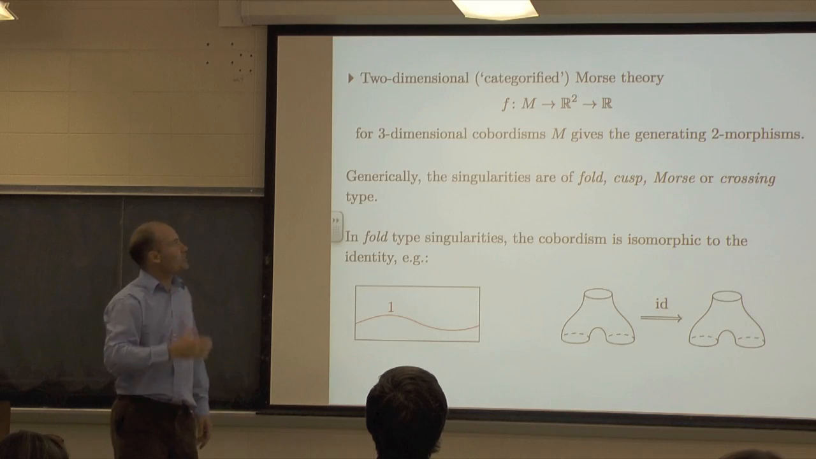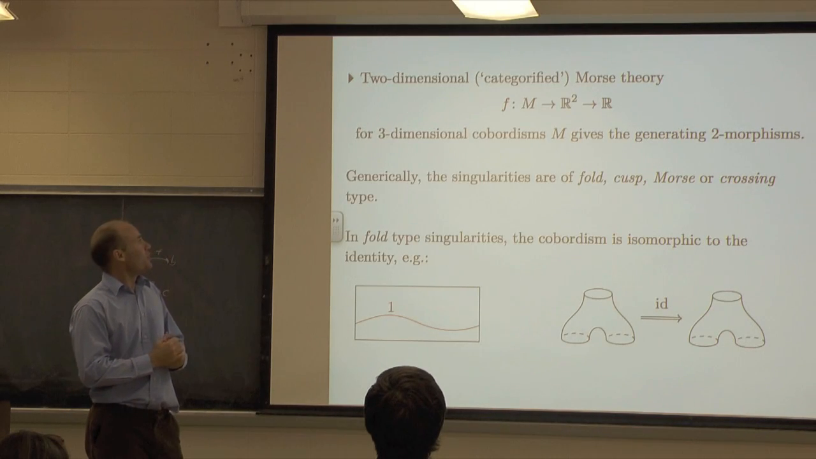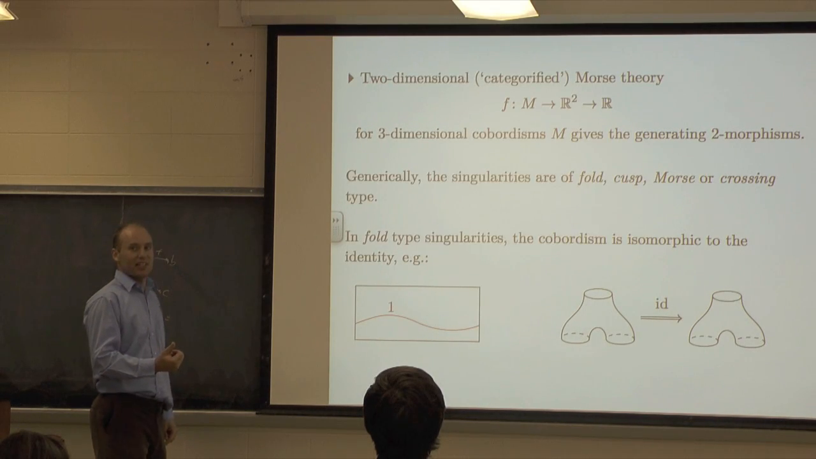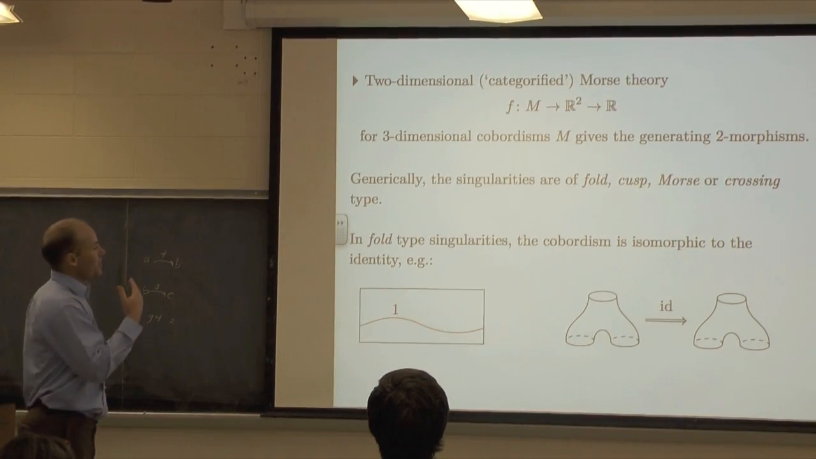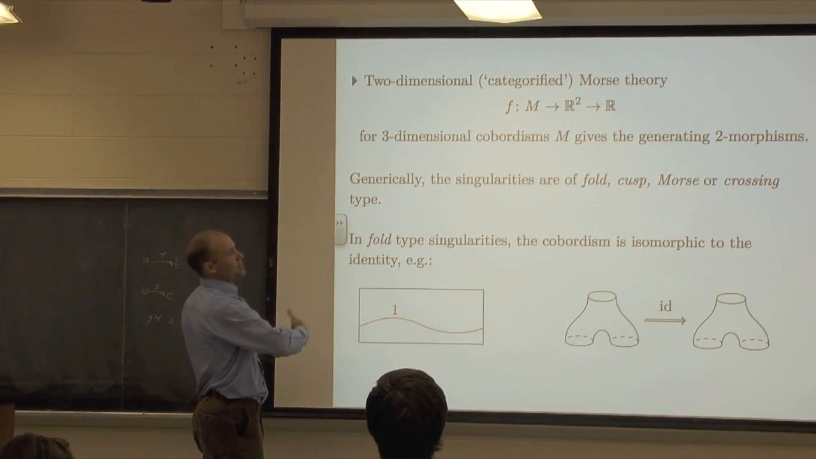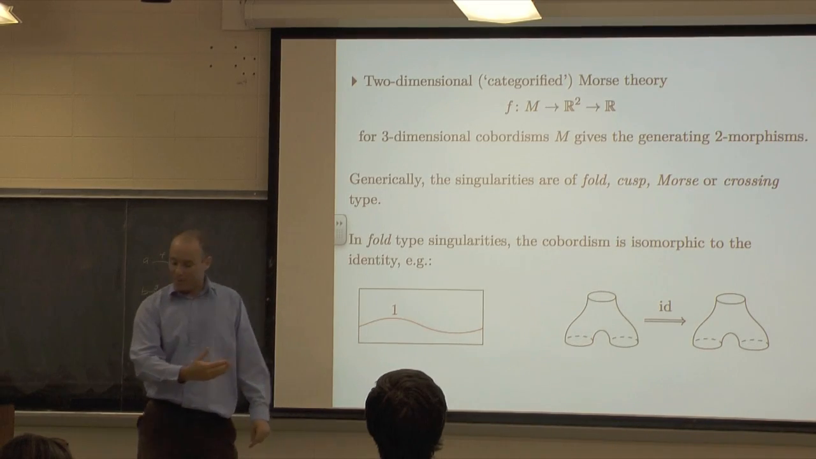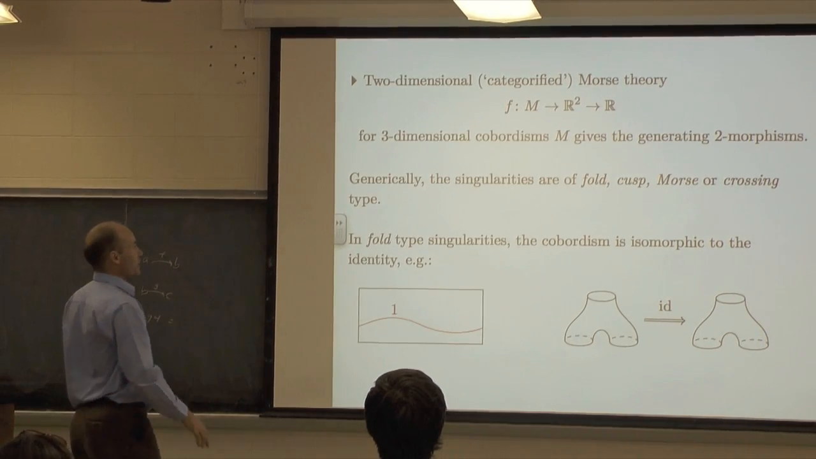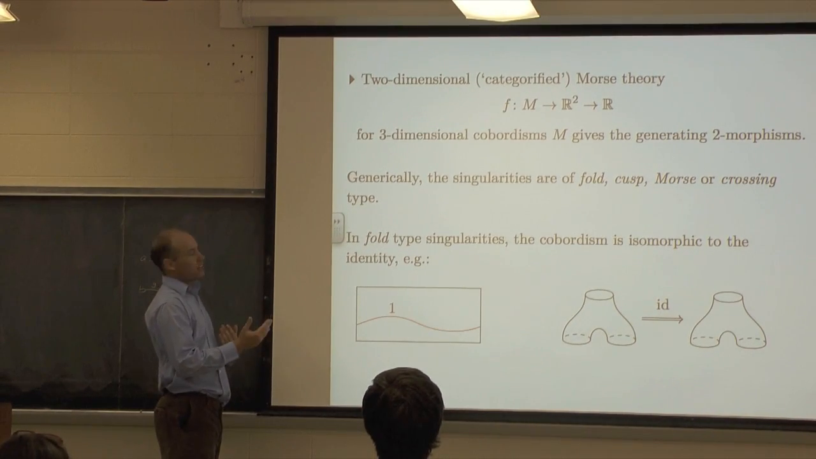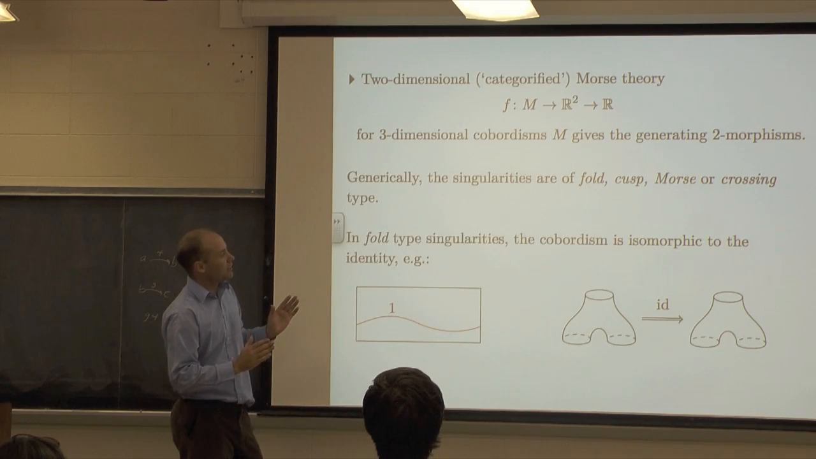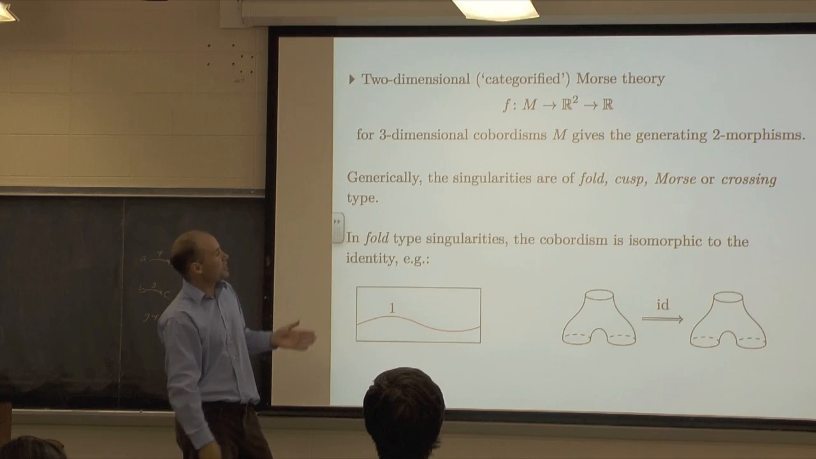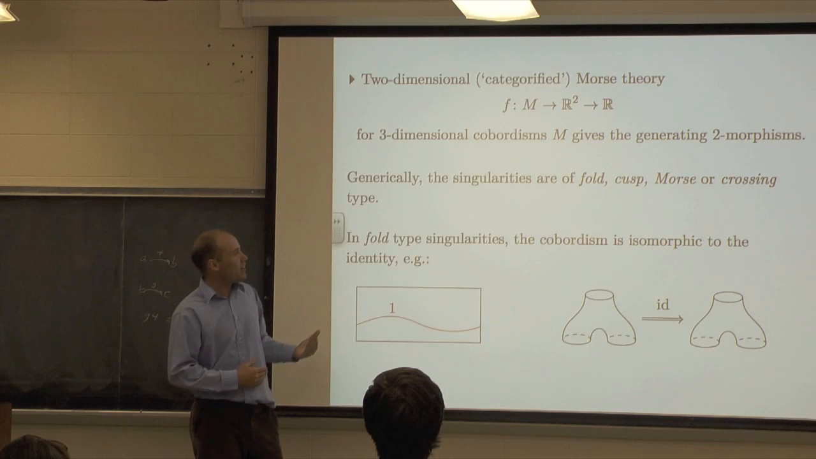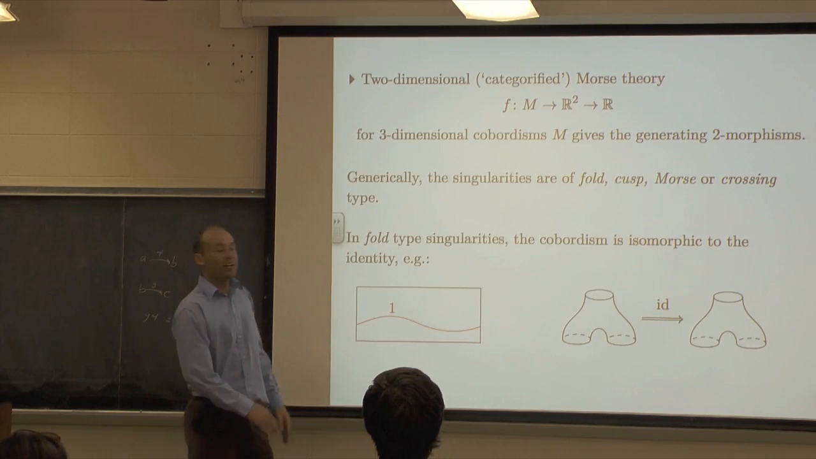Then we need a 2-dimensional, categorified Morse theory for 3-dimensional cobordisms, which gives us the generating 2-morphisms. That's where we take functions from our 3-dimensional manifold M into R2, and we also bear in mind that we can compose with the projection map into R to give us an ordinary Morse function on our 3-manifold. If you study the singularities of maps into R2, then it's known exactly what they look like. Because I'm remembering the post-composition into R, we get 4 kinds: fold singularities, cusp singularities, Morse singularities, and crossing singularities.